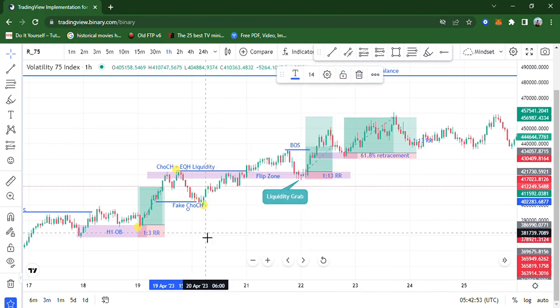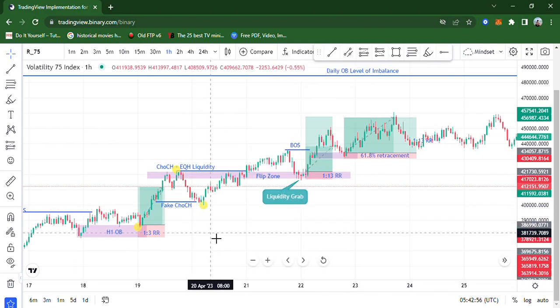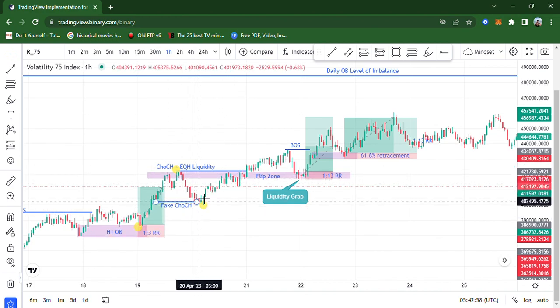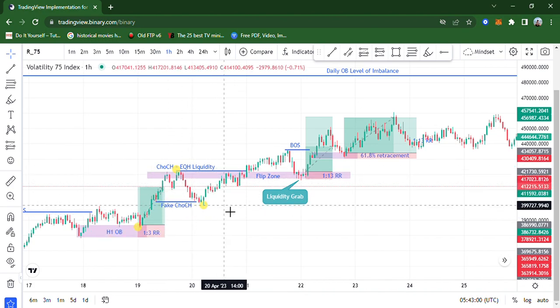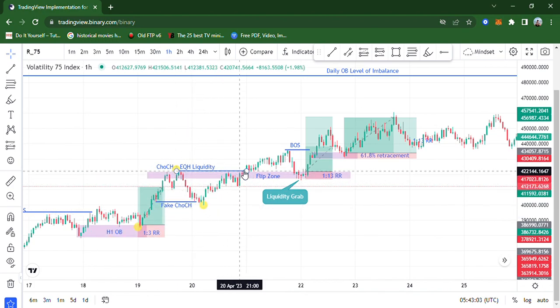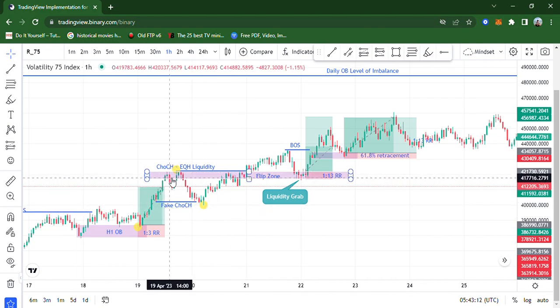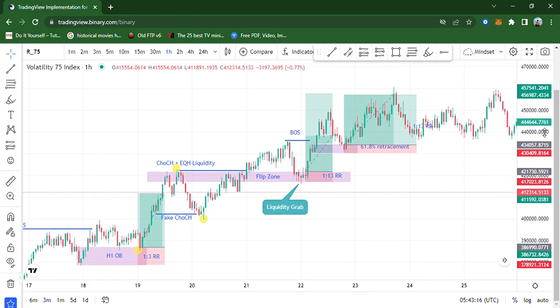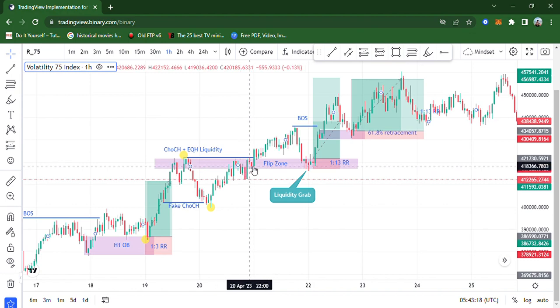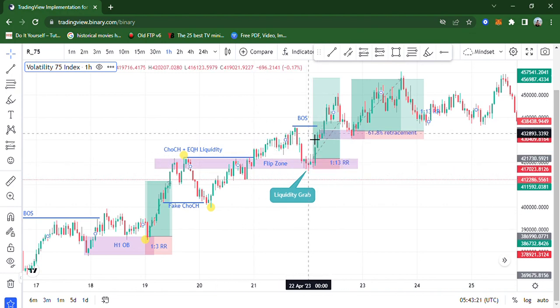It was a fake change of character. Then I saw that it didn't respect this level. How? Because I was waiting to enter. Then I saw that the market was breaking structure and changing its character again, and it took this equal high liquidity. Then I thought that this was the zone that I should wait for, I should wait for its RR. Then I marked this zone, and I saw that it was coming to this level, and it was breaking structure again, but before that I entered.